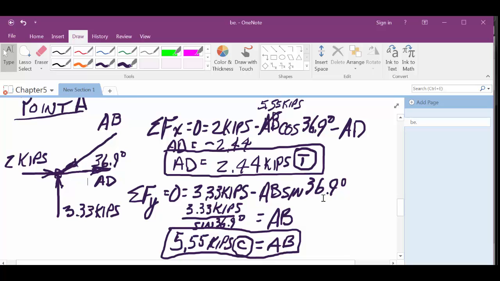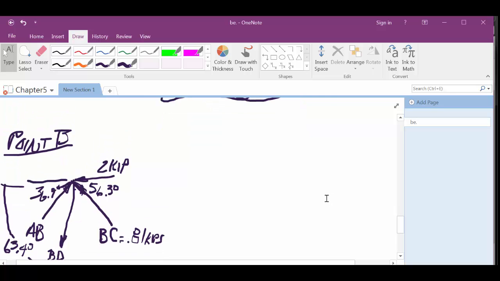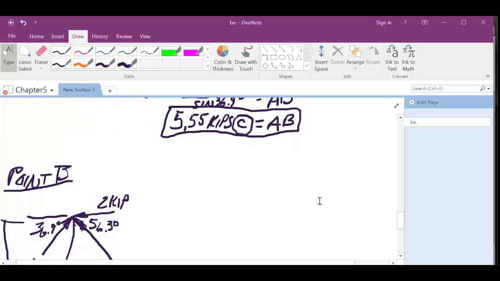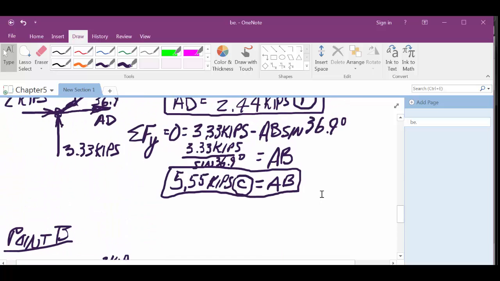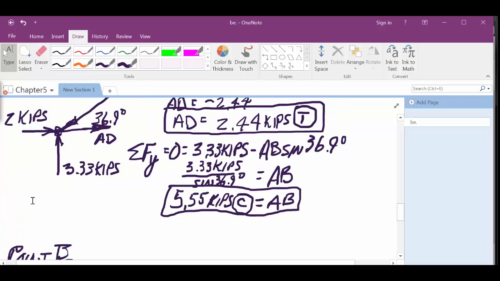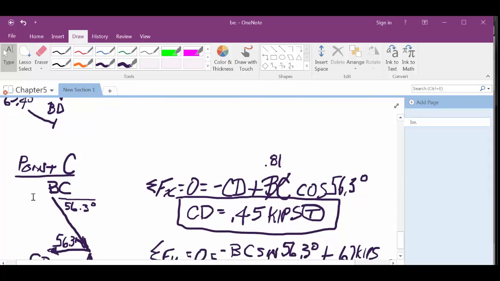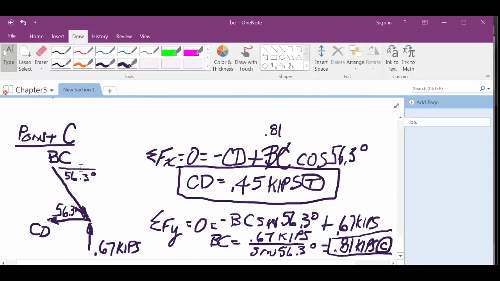Okay, so now that we know those, we know AD and AB now, we can put them on here. So AB was 5.55 compression. And you'll really like this. So we got 5.55. I'm not going to put the kips on there. Then we found out that AD doesn't even show up there, does it? No. But what does? Oh, we still need to do BD, don't we?